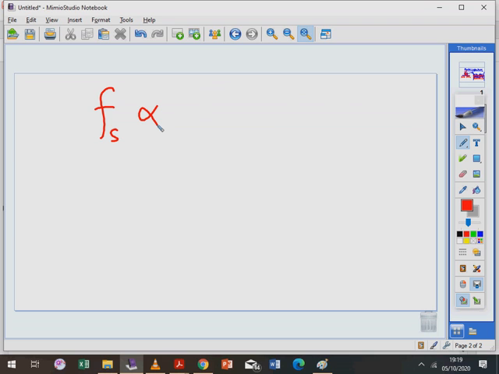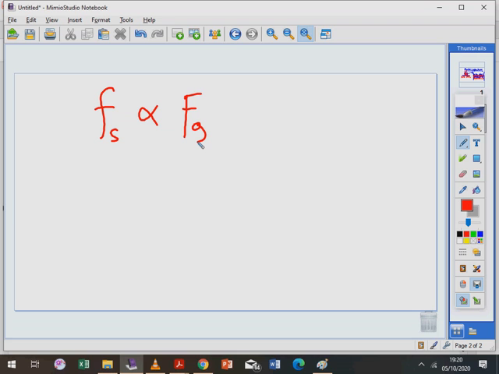But is it only proportional to the mass? Because if I have this object here on Earth and I take the same object to the moon, what's going to happen? It's going to be easier to push on the moon, but the mass is the same. So I cannot say that it's only proportional to the mass. It's going to be proportional to the weight.